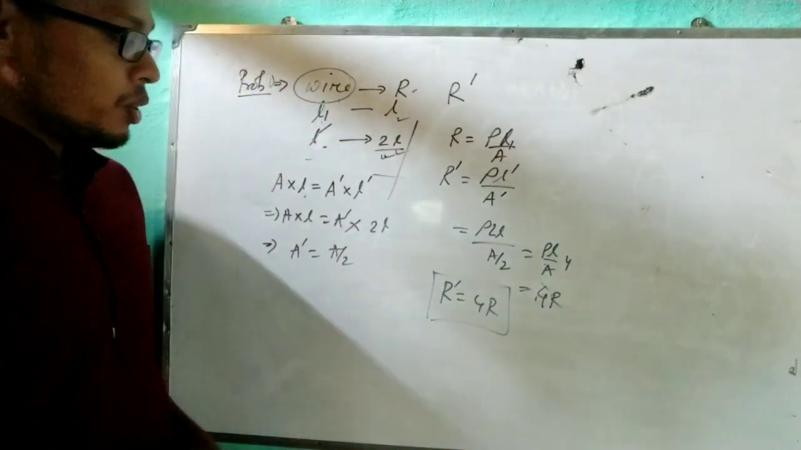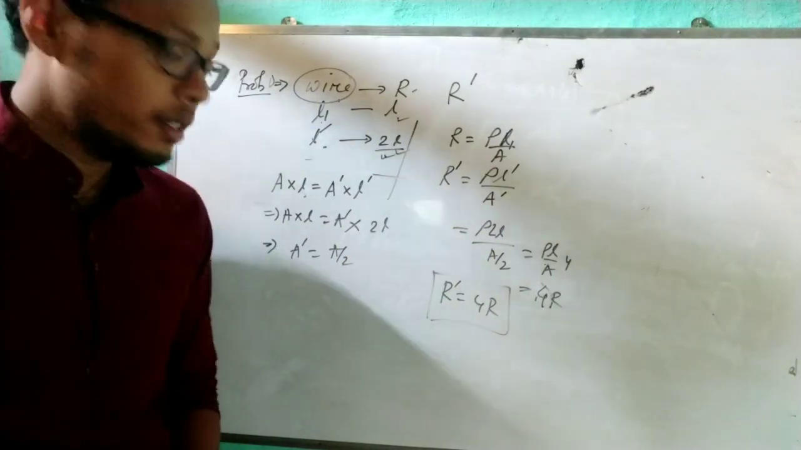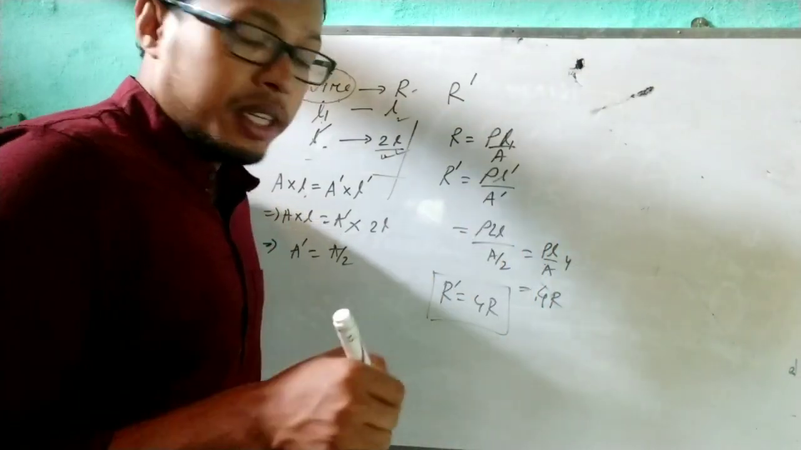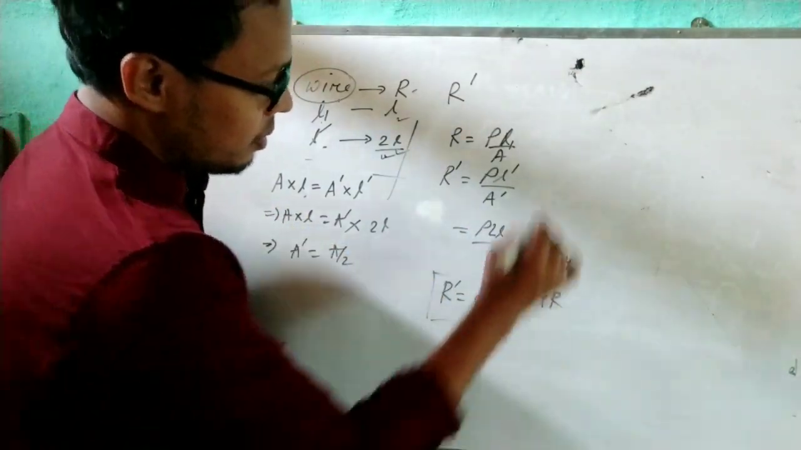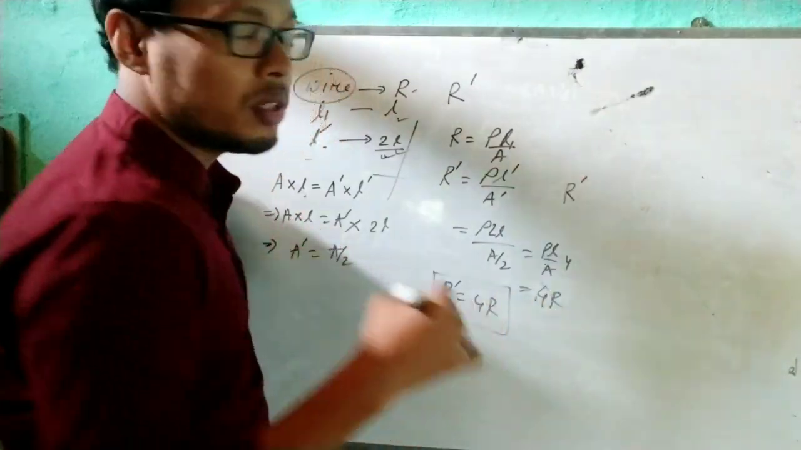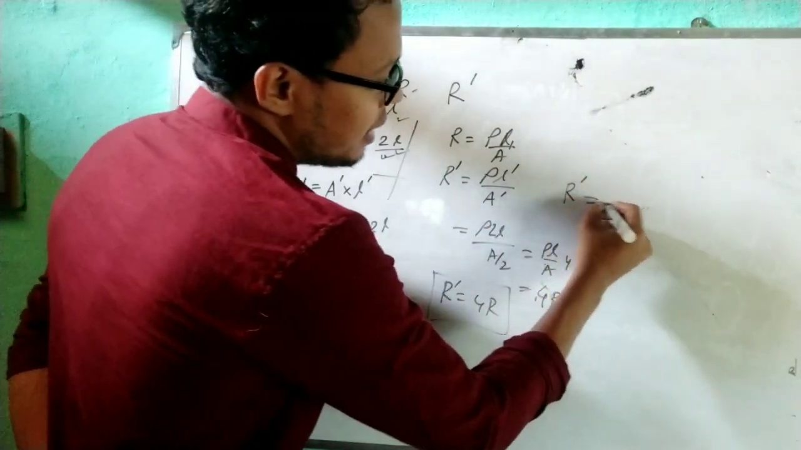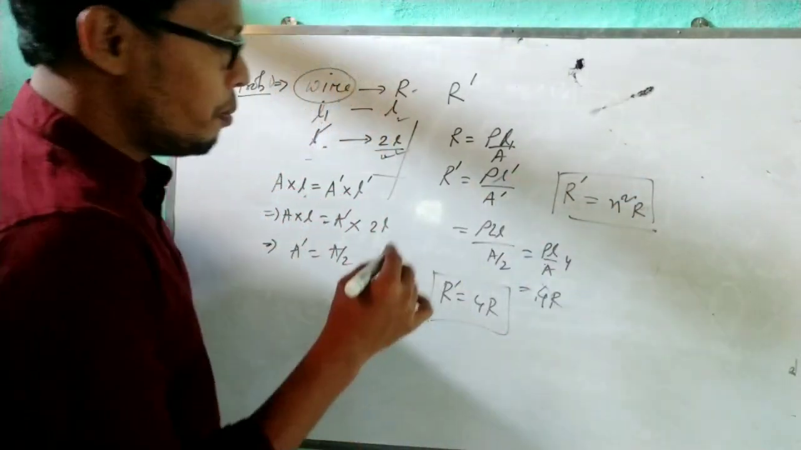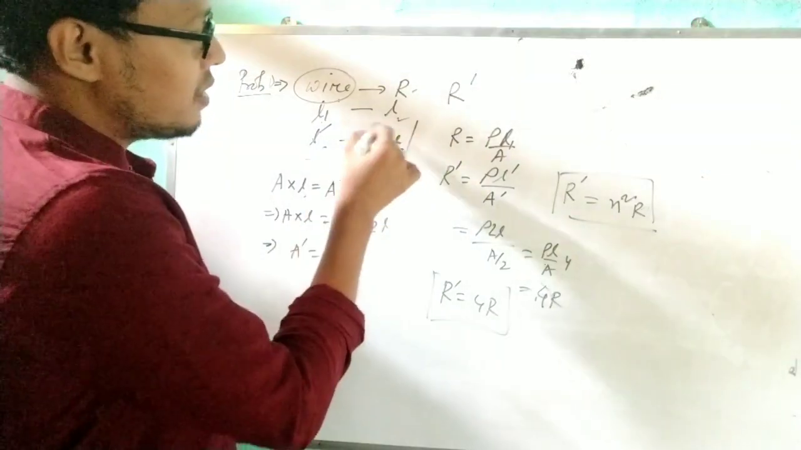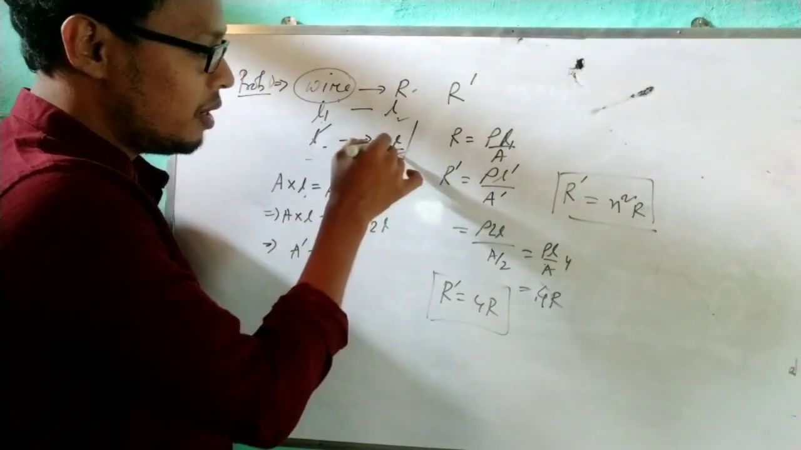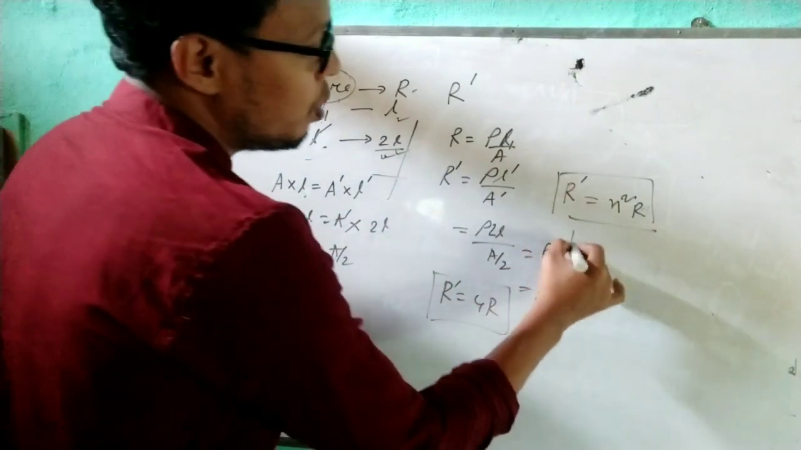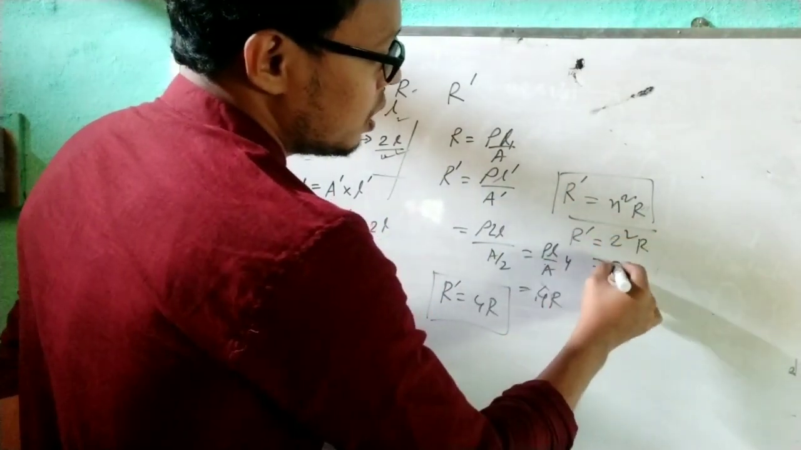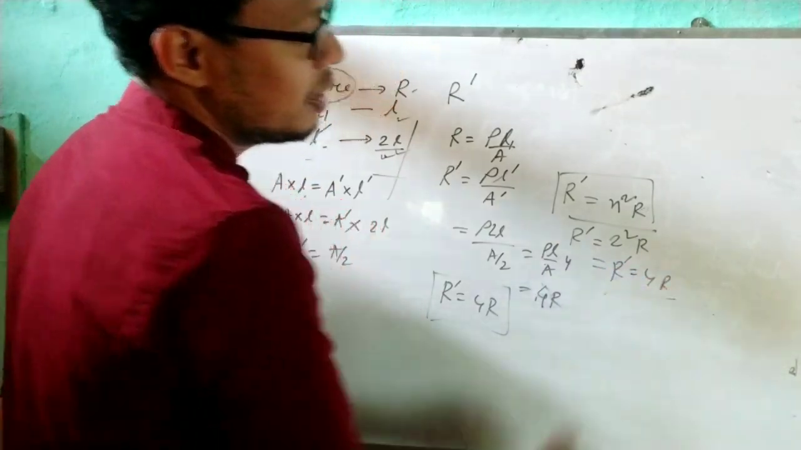This is how the resistance changes. And I am telling one shortcut, which you can apply in competitive exams. For stretching or compressing, R dashed will be n squared into R, where n is how many times it is stretched or compressed. Here it is double, so n equals 2. So it is 2 squared into R, so R dashed will be 4R. This is the shortcut.